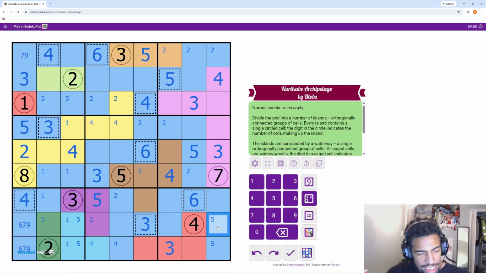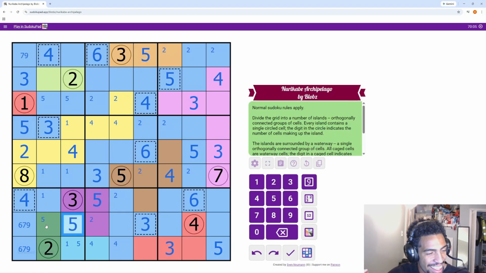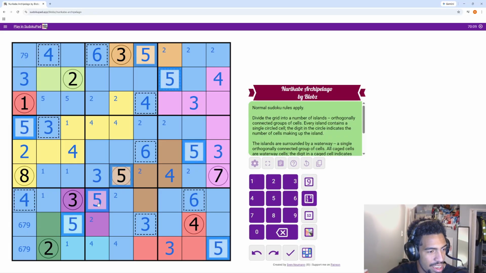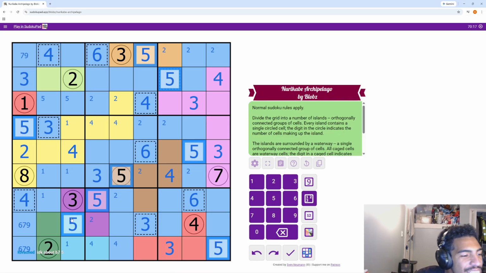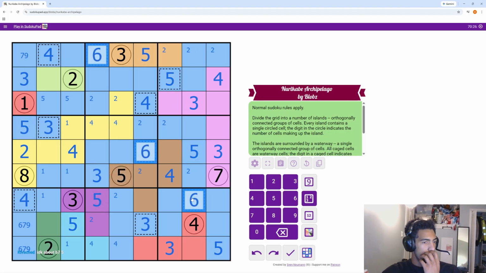Oh, it's also next to a 4. Okay, got there. So now my 5s are done. My 1s and my 2s are still going strong. 3, 4, 5, 6s now.